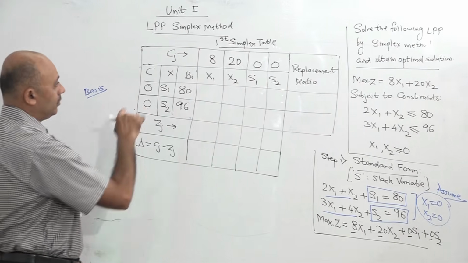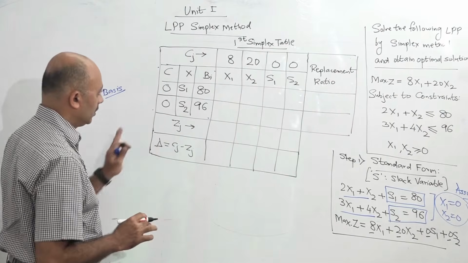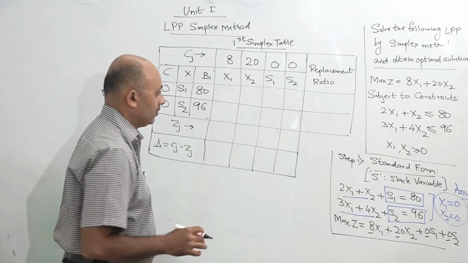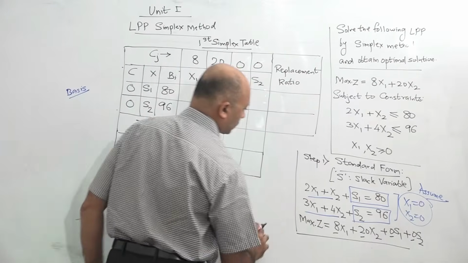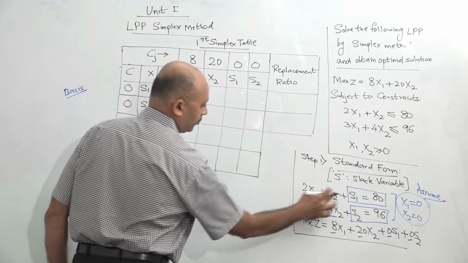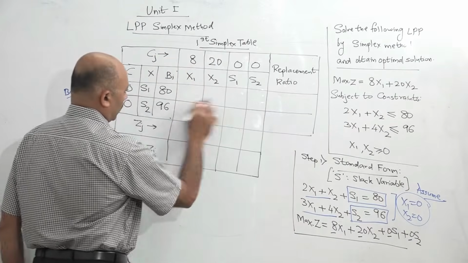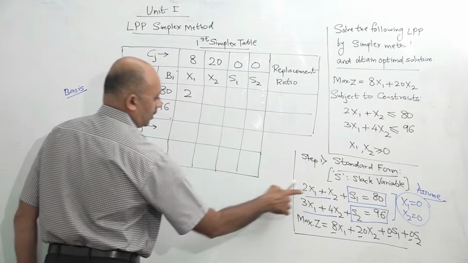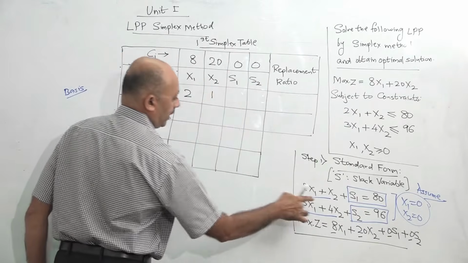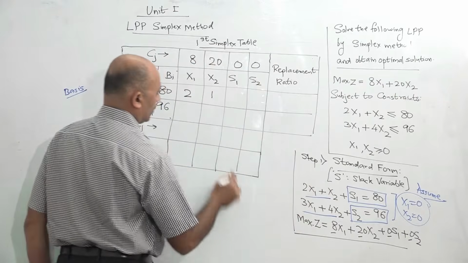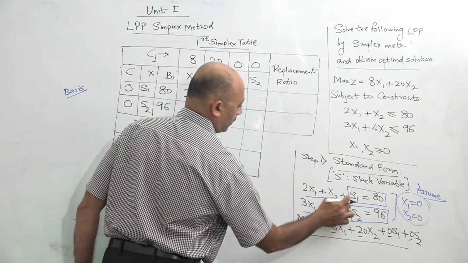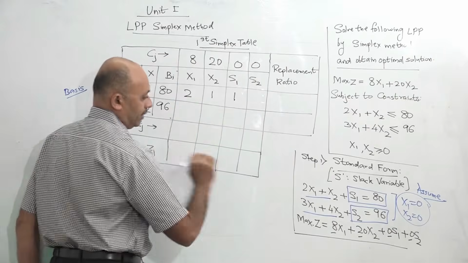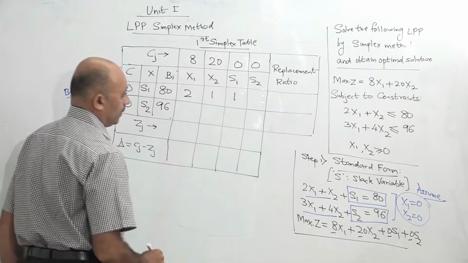So always, whenever you write a simplex table, start with the basis. Then we go to the constraint lines. Now see the constraint lines. Here we will write the coefficients in the constraint lines. First constraint: 2x1 plus x2. So x1 coefficient is 2 and x2 coefficient is 1. See, x2 means 1 into x2. Same way, then s1. So here again the coefficient is 1 because it is 1 into s1.